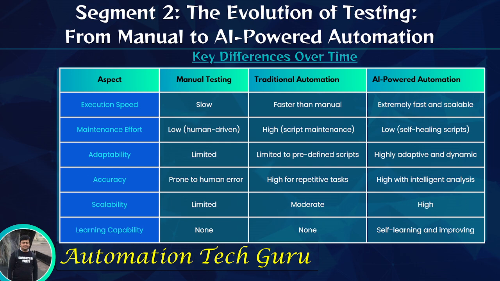Accuracy: manual testing is prone to human error. For traditional automation, it is high for repetitive tasks, and for AI-powered automation, high with intelligent analysis. Scalability: for manual testing it is limited. For traditional automation it is moderate, but for AI-powered automation it is high. Learning capabilities: for manual testers none. For traditional automation it is none, but for AI-powered automation self-learning and improving. So you need to learn the tools and technology used for AI-powered automation.